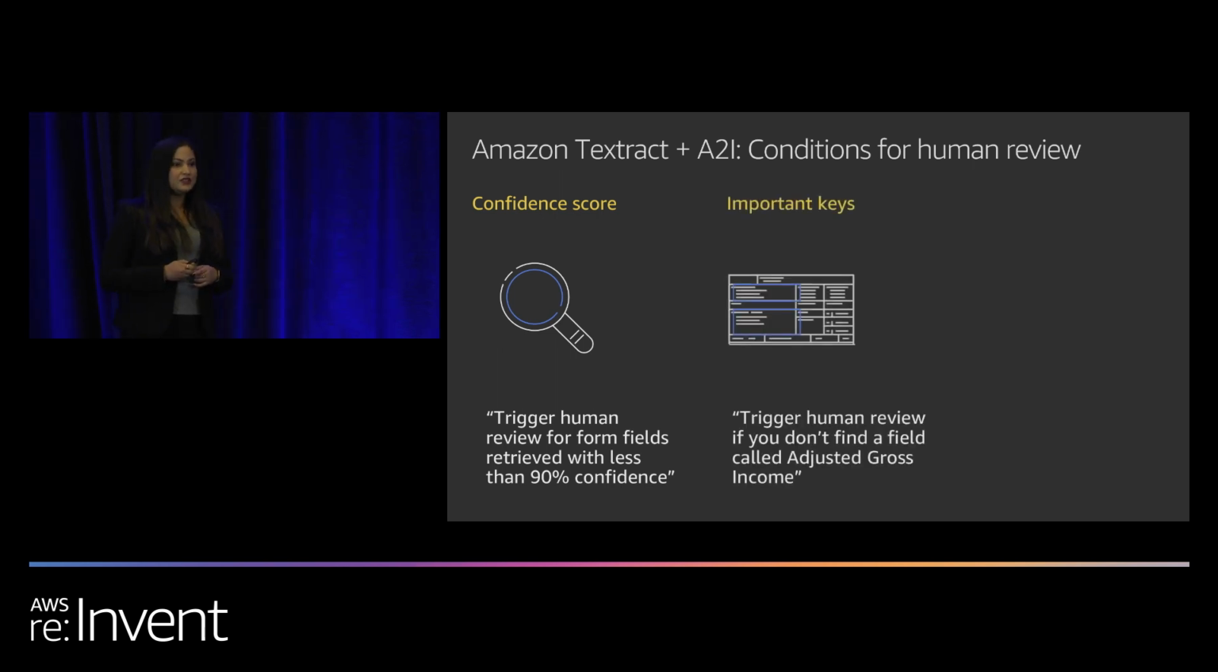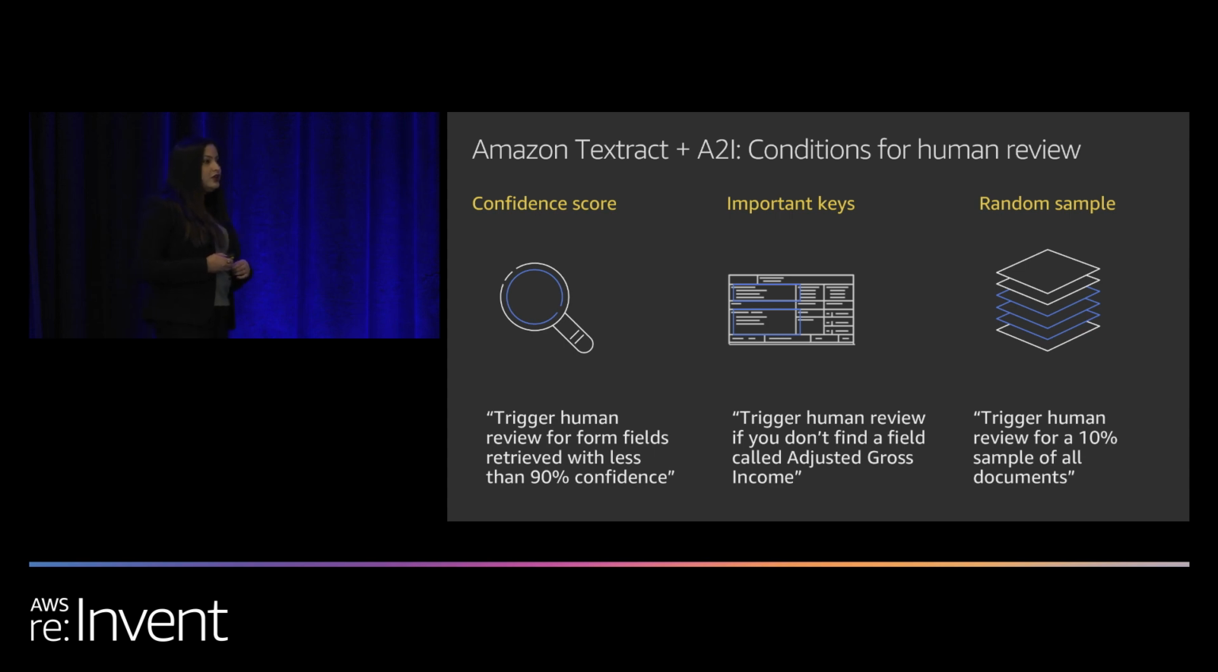The second set of business conditions that you can set for human evaluation is based on important keys within your forms. Now, this is where you are able to take advantage of the knowledge you have a priori about your documents to specify that if a certain important key or a field is missing from the Textract output, then there must be something wrong, and it should be sent for human validation. As a user, I know that an adjusted gross income should be present in this form, so if it is not, it should be sent for human evaluation.